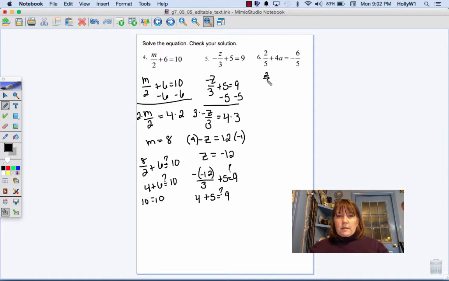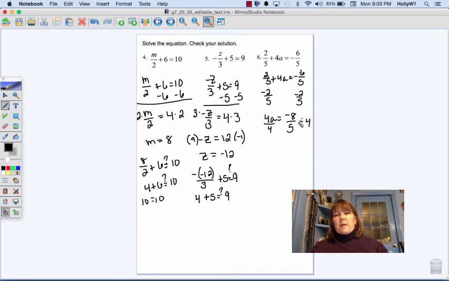2/5 plus 4a is equal to negative 6/5. So we're going to subtract 2/5 from both sides. So we end up with 4a. Negative 6 plus another negative 2 is negative 8/5. And we're going to divide this side by 4, and we're going to divide this side by 4.